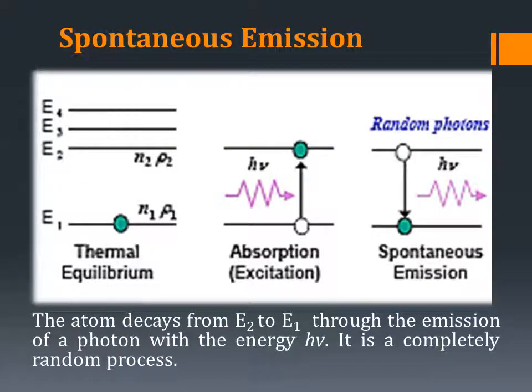Spontaneous emission, on the other hand, has the atom decaying from a higher energy level E2 to a lower energy level E1 through the emission of a photon with energy h nu. It is a completely random process emitting photons which move in all possible directions.